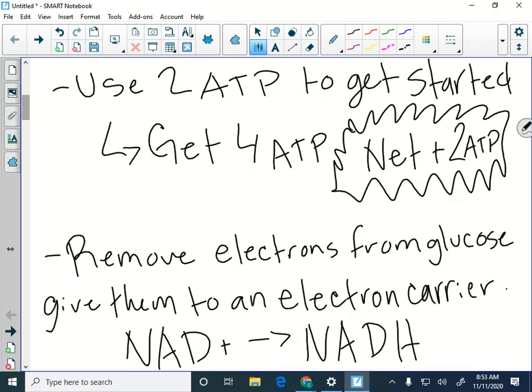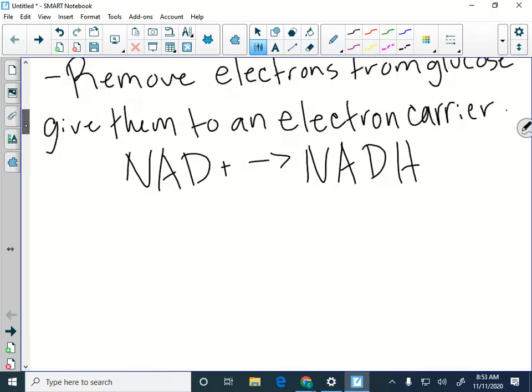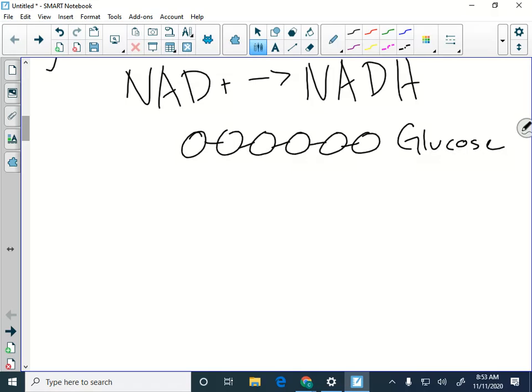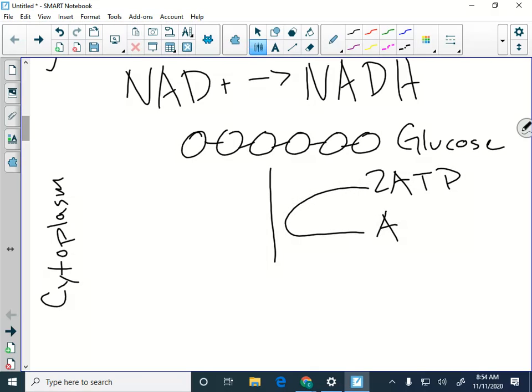So we're going to draw it out. We're going to start with glucose. Remember, this happens in the cytoplasm. Our glucose, we're going to take 2 ATP, we're going to put it into the cycle, and we're going to get out 2 ADP, so we're going to spend that energy. We're going to break those phosphate bonds. We're going to get 2 3-carbons.